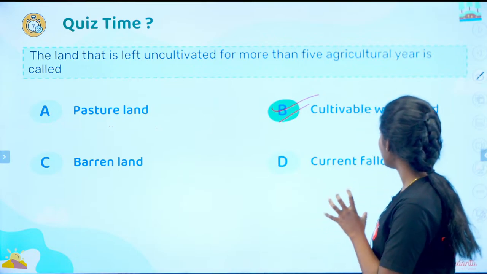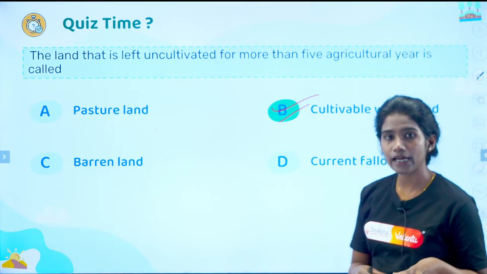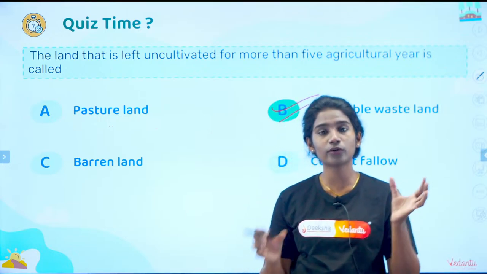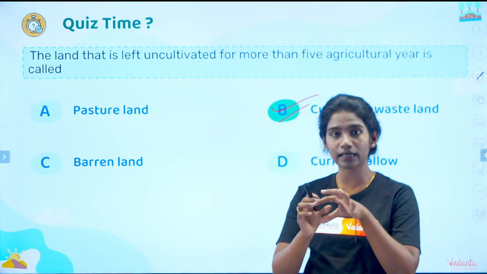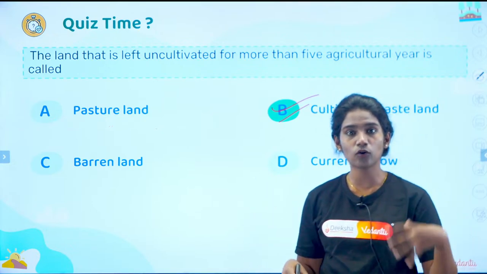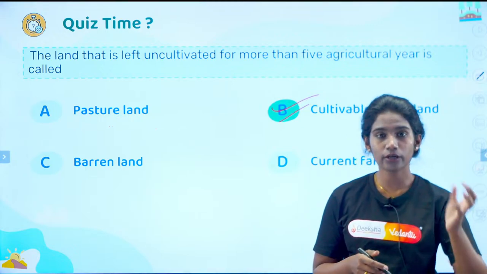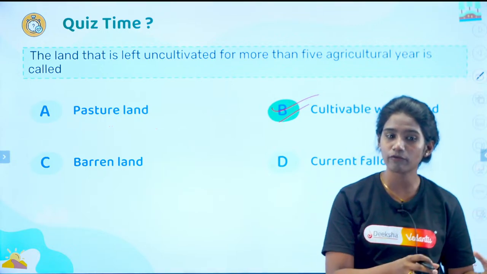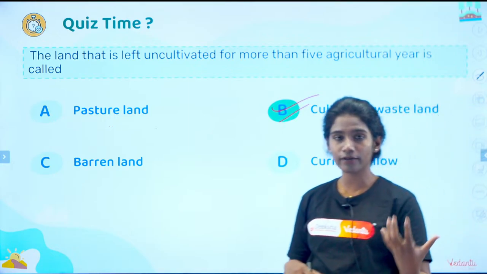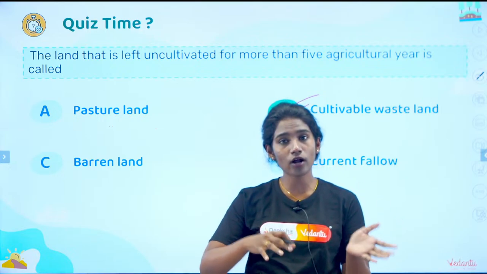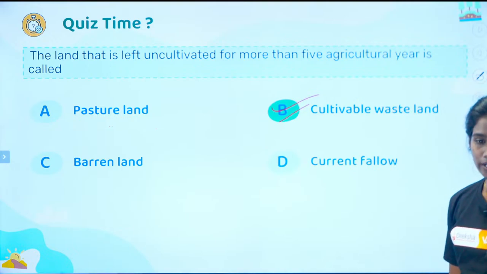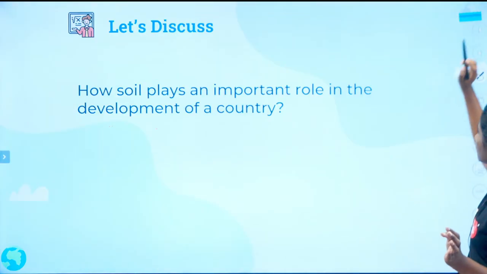Okay, so the cultivable wasteland will be an area which is left uncultivated for more than 5 years. When it comes to current fallow land, it is that region in an agricultural field where one particular region is not sown with crop. If it is not sown for 1 year or less than 1 year, then that is called current fallow land. And in case it is left as it is for more than 1 year, then it is called other than current fallow land. Okay, clear with that? Fine.